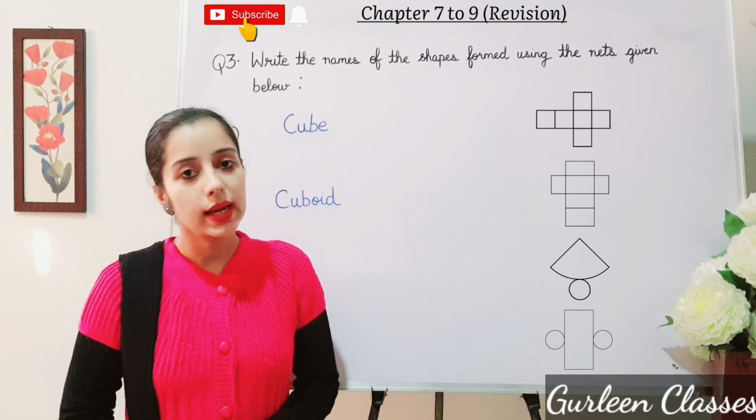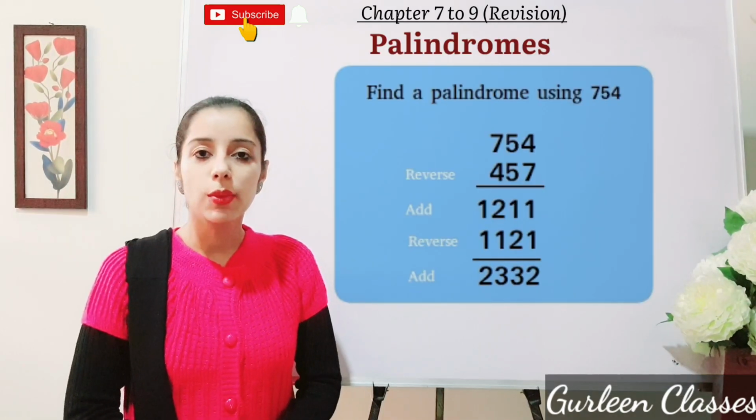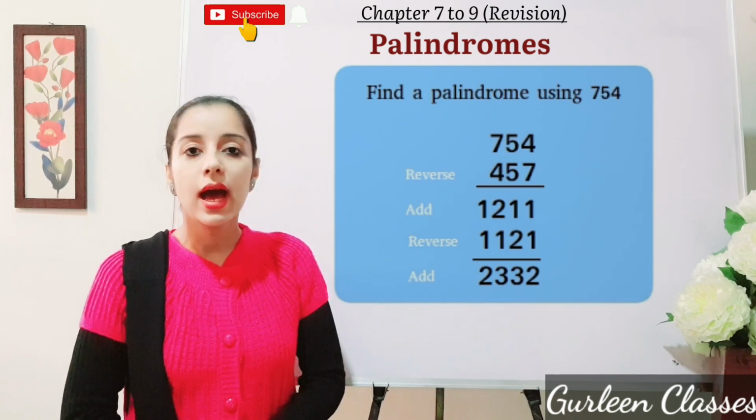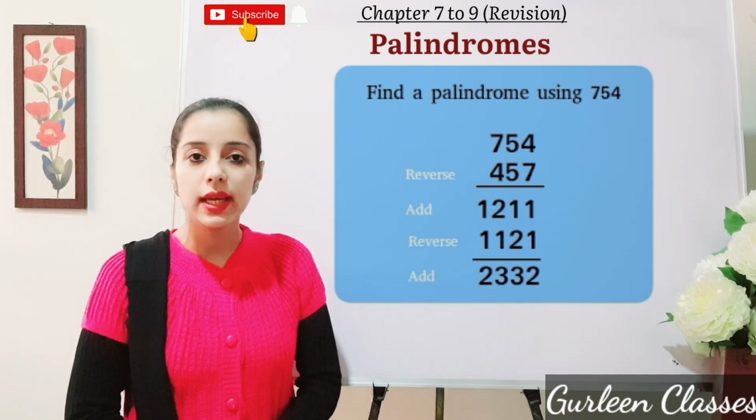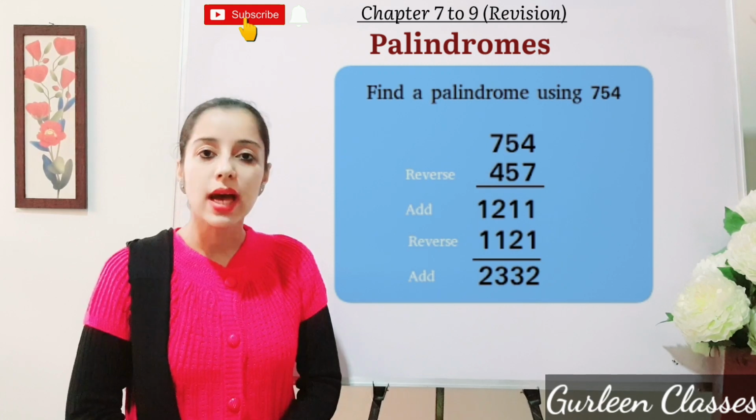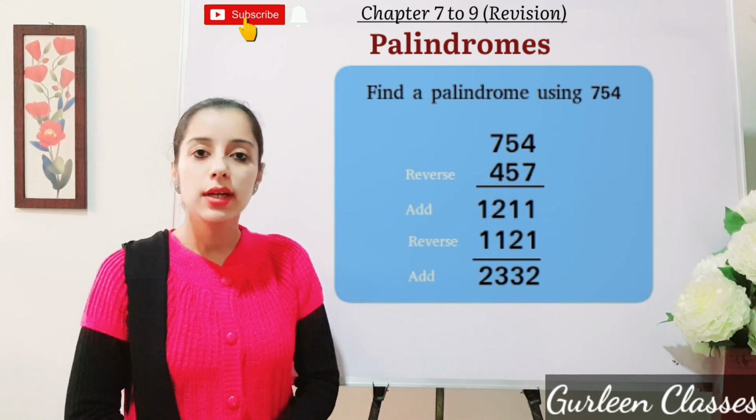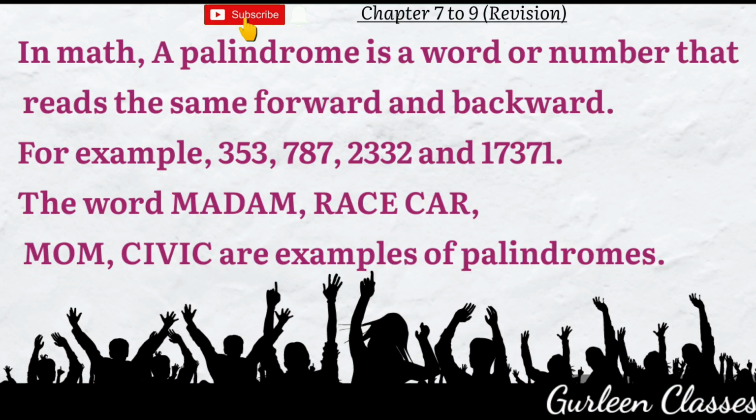and you know the difference between cube and cuboid. So now let us do some questions based on palindromes and 3 different views for seeing an object: top view, side view and front view. So let us do these questions through screen. So now let us see what is a palindrome.